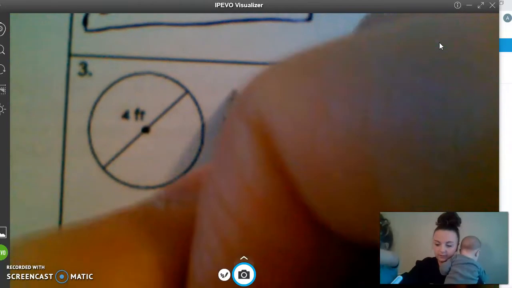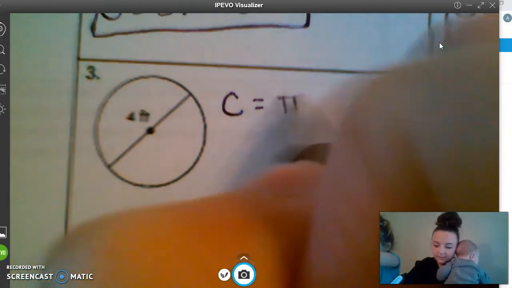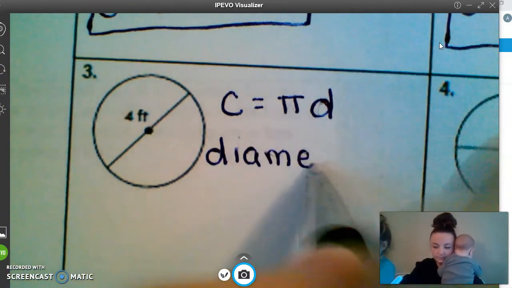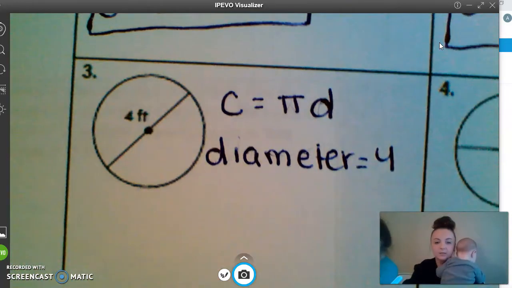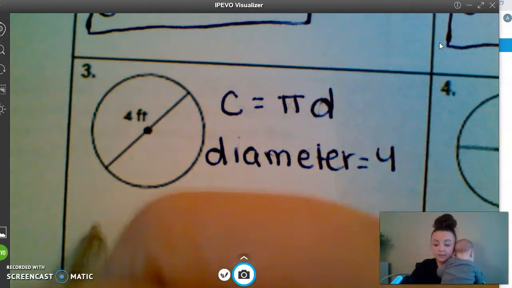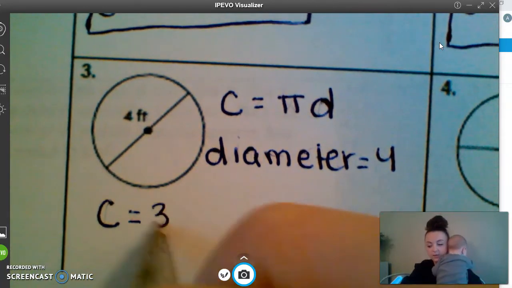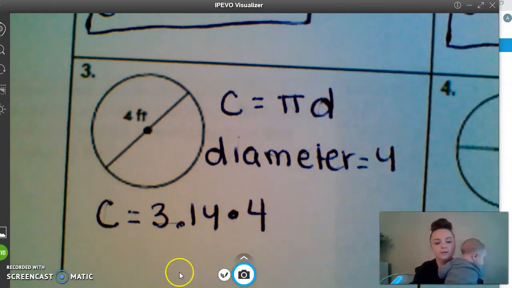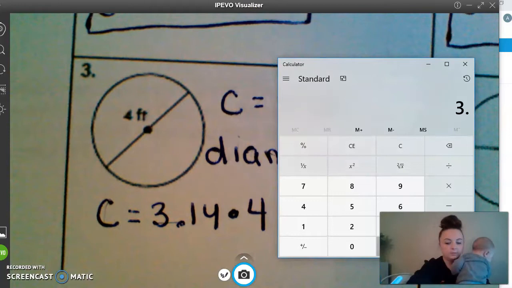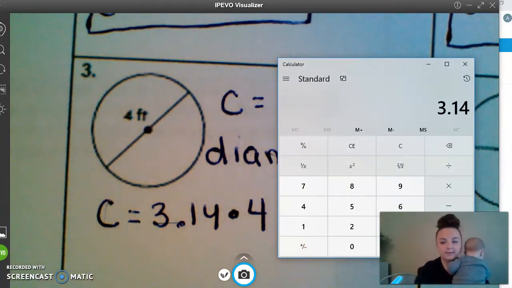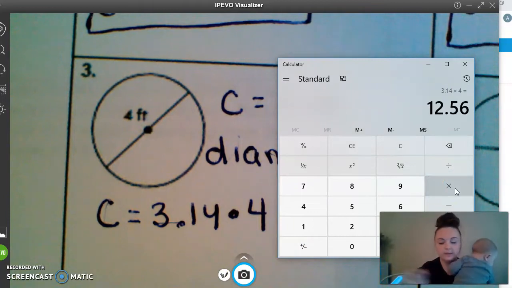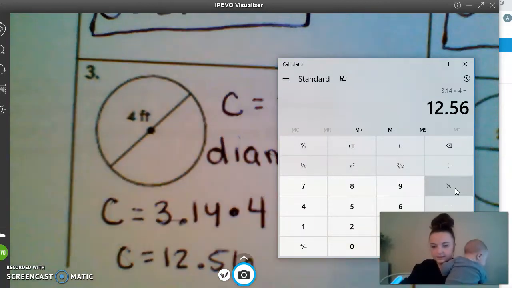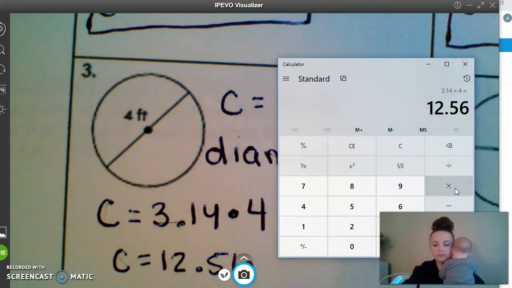So if I write down my formula, C equals pi d, I know that my diameter equals 4. So what I'm going to do is plug that diameter into my formula. C equals 3.14 times 4. We pull up the calculator. 3.14 times 4, 12.56. So the circumference is 12.56. Okay, and we keep the same unit, which is feet.